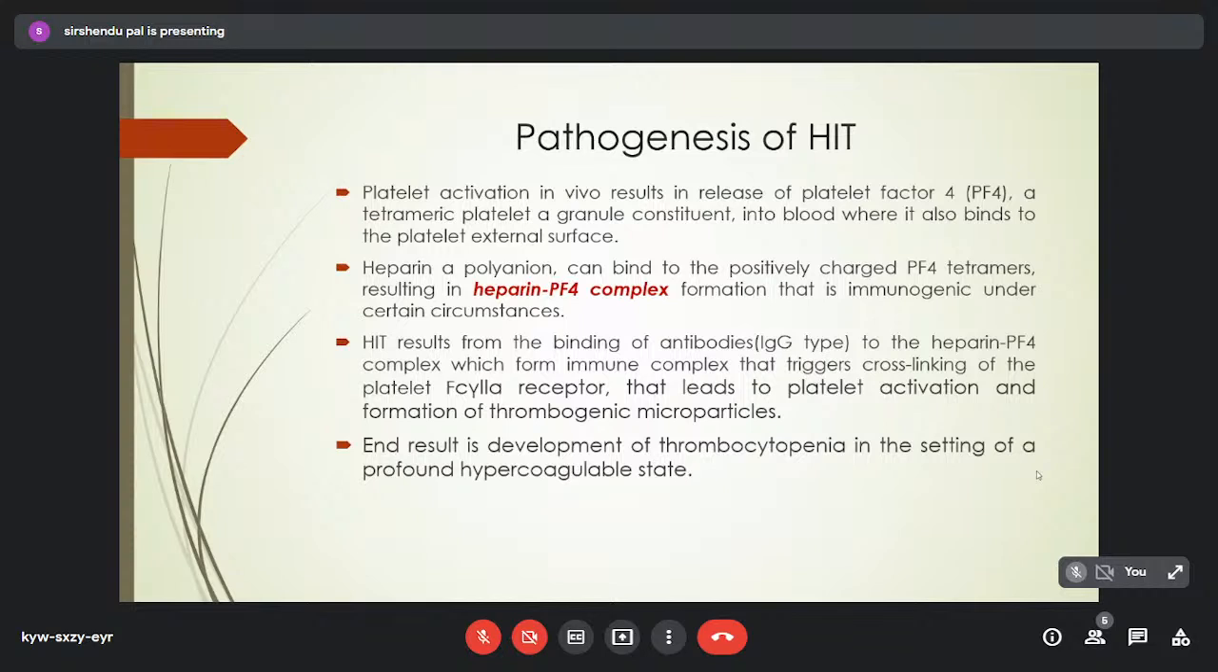Coming to the pathogenesis of type 2 HIT, platelet activation in vivo results in release of platelet factor 4. This platelet factor 4 is a tetrameric platelet alpha granule constituent, which is liberated into the blood and binds heparin. HIT results from the binding of antibodies, of the IgG type, to the heparin-PF4 complex, which forms an immune complex that triggers the FcγIIA receptor. This leads to platelet activation and formation of thrombogenic microparticles. The end result is development of thrombocytopenia in the setting of a profound hypercoagulable state.